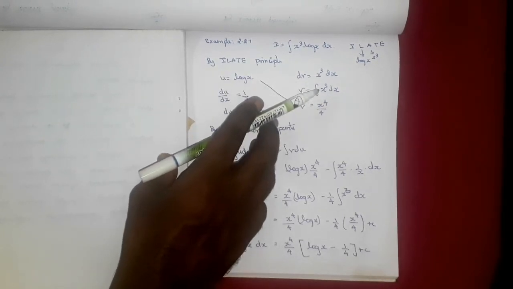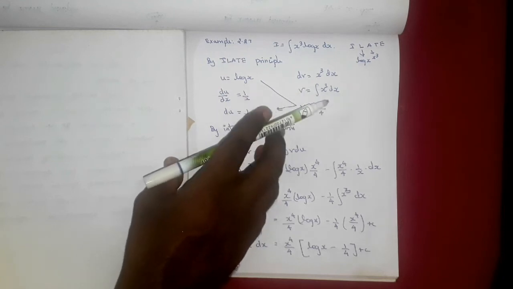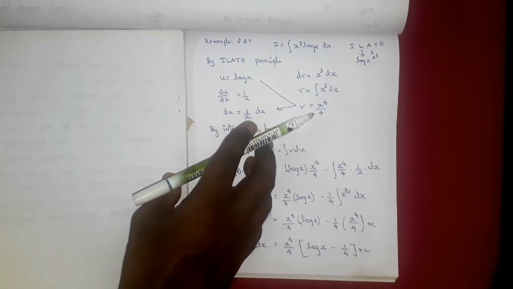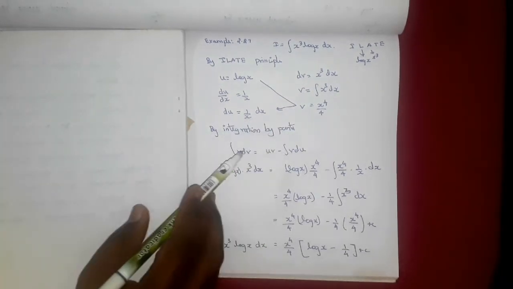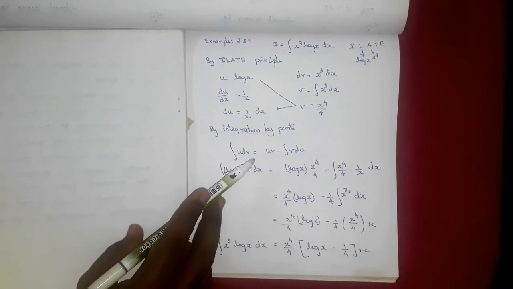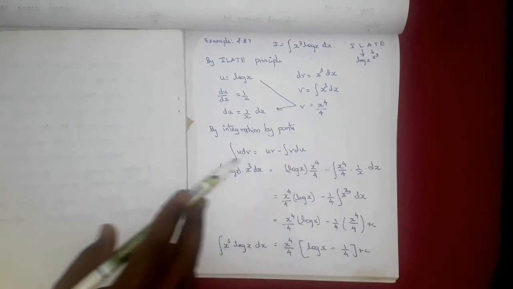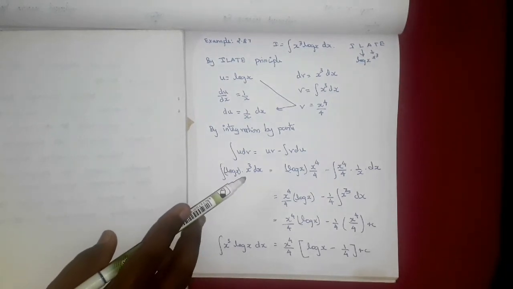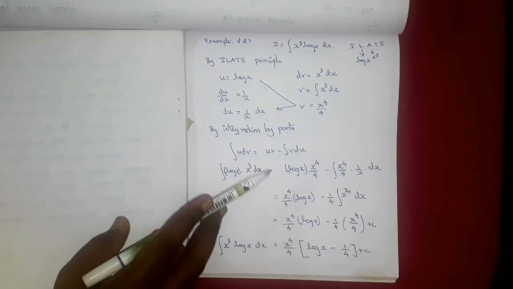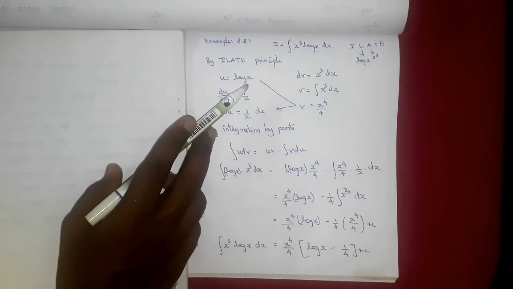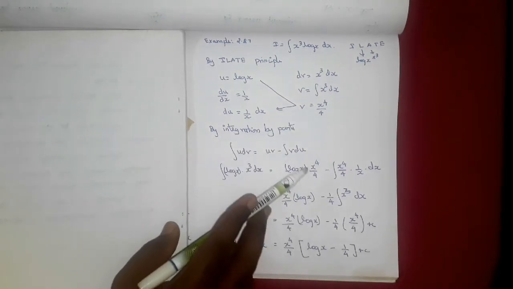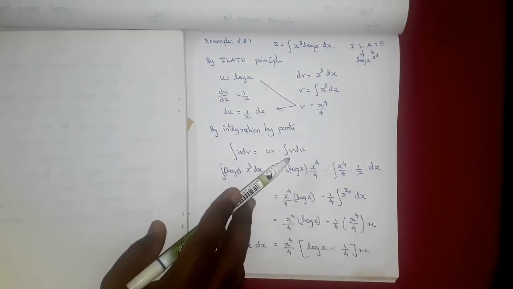x cube is nothing but the x power n plus 1 by n plus 1 formula. So x power 3 plus 1 by 3 plus 1. So what do you get? X power 4 by 4. So we got the v answer also, right? Now by integration by parts, the standard formula integral u dv equal to uv minus integral v du. Apply all the values. So u value is log x, dv value is x cube into dx, equal to u into v. U answer is log x, with v you are multiplying, so x power 4 by 4. So log x into x power 4 by 4 minus integral v du.